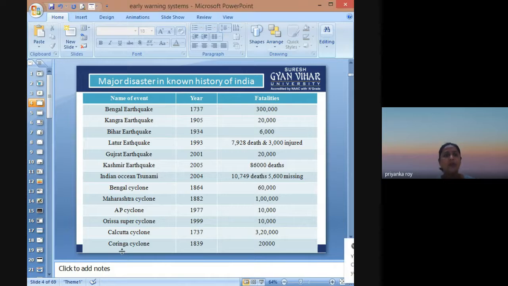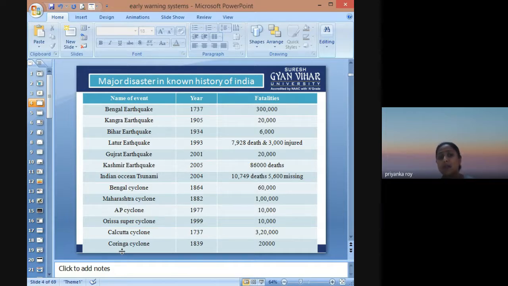So when we are talking about disasters known in Indian history, there is the Bengal earthquake, which goes way back to 1737. Then the Kangra earthquake in 1905, Bihar earthquake in 1934, then Latur earthquake in 1993, Gujarat earthquake 2001, Kashmir earthquake 2005, the Indian Ocean tsunami that happened in December 2004, then the Bengal cyclone in 1864, Maharashtra cyclone 1882, then Andhra Pradesh cyclone in 1977, Odisha super cyclone in 1999, the Calicut cyclone, Coringa cyclone in 1839 and so on.